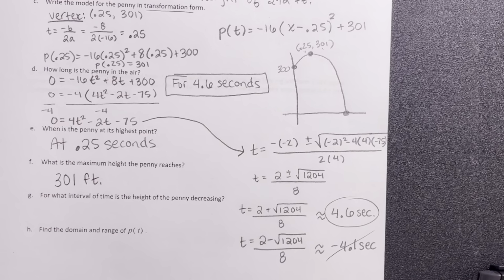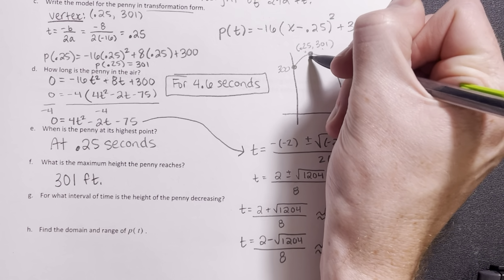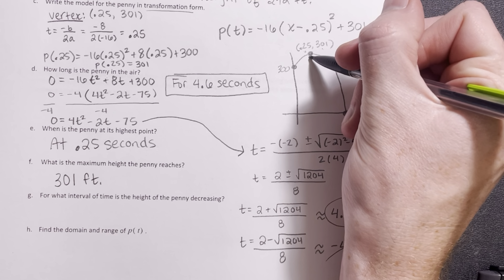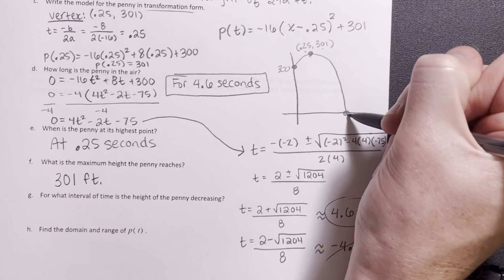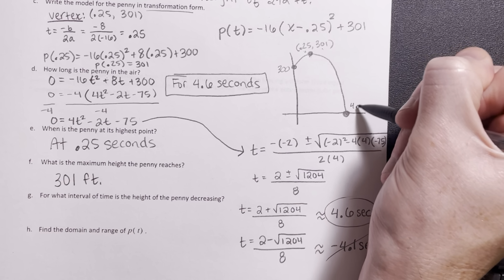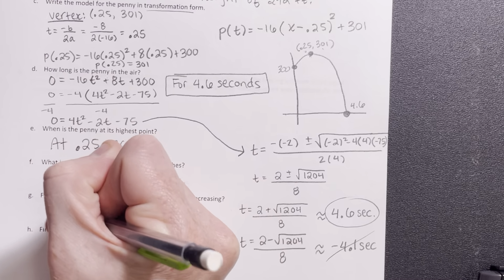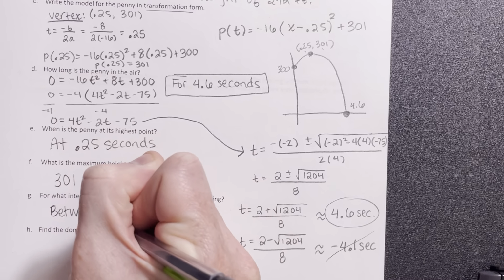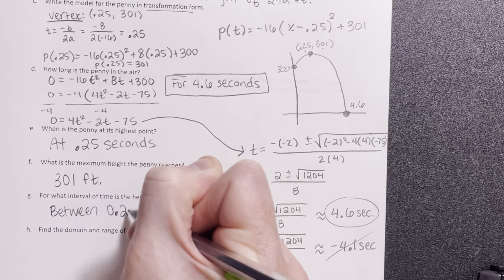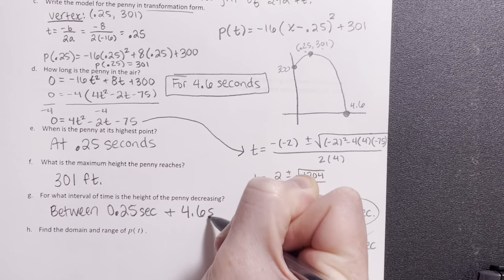For what interval of time is the height of the penny decreasing? We can see it's going down from the x value, the t value of 0.25, all the way to that x-intercept, which happened at 4.6. So I'm going to say between 0.25 seconds and 4.6 seconds.